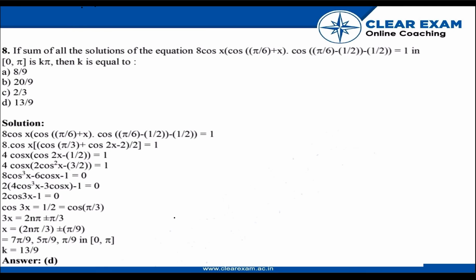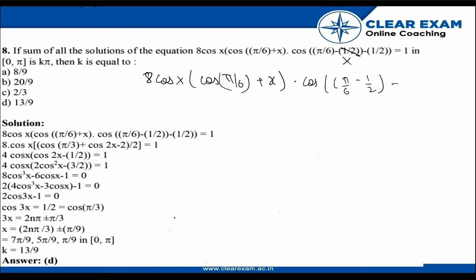So first let's look at the equation in question. There's a little printing mistake over here. This is x, not 1 by 2. So let's write the full equation down: 8 cos x into cos(π/6 + x) into cos(π/6 − x) − 1/2 = 1.